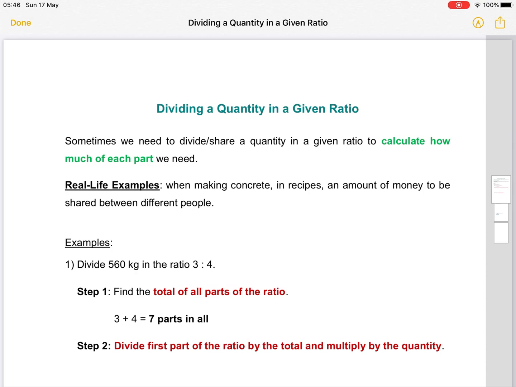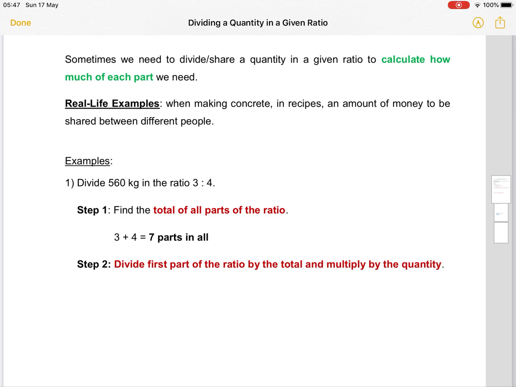Today we are learning how we can divide a given quantity in a given ratio. Sometimes we need to divide or share a quantity in a given ratio to calculate how much of each part we need. For example, real life examples: when making concrete, the ratio of sand to gravel to cement, so that we know how much of each quantity we need. In recipes, an amount of money to be shared between different people. So let's start discussing the following examples.